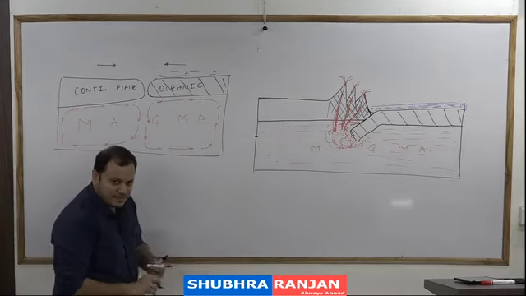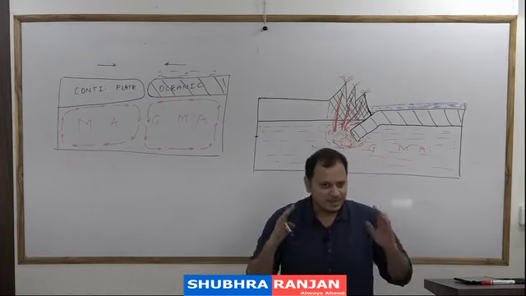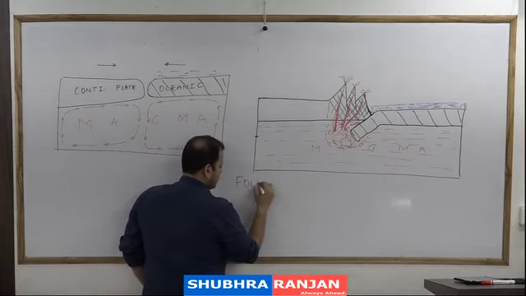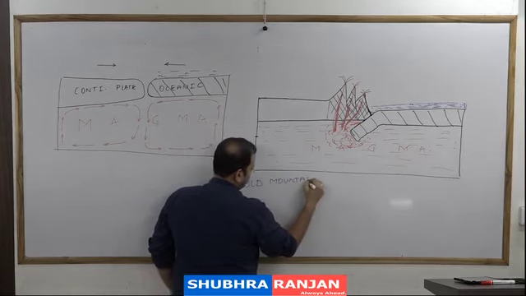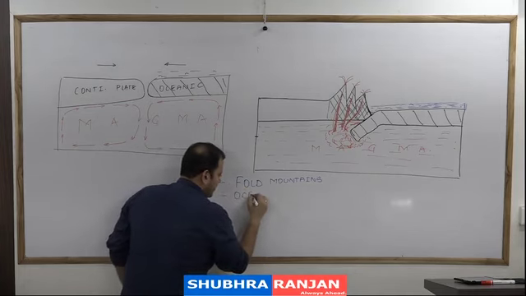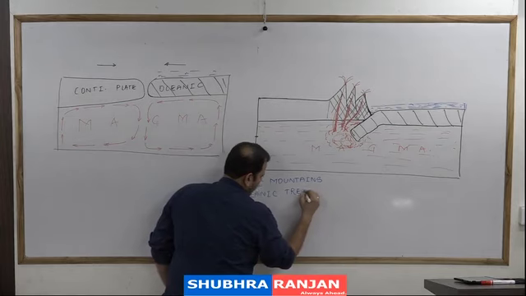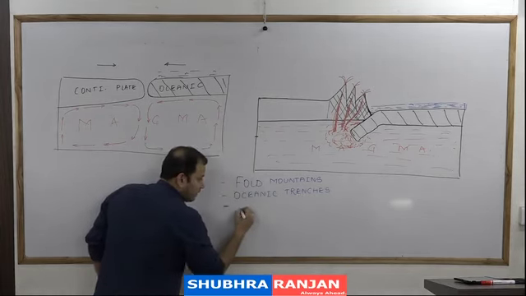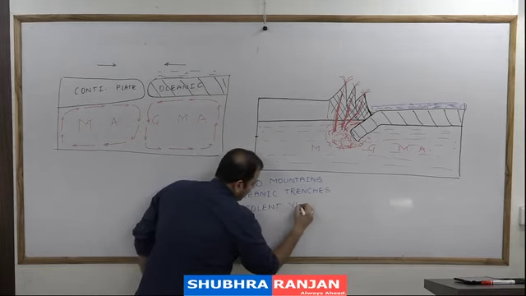So can I say in the regions where there is an ocean-continent convergence, first of all there are fold mountains? Can I say there are oceanic trenches parallel to the fold mountains? Can I say there are violent volcanic eruptions, not the silent kind, but the violent kind of volcanic eruptions?